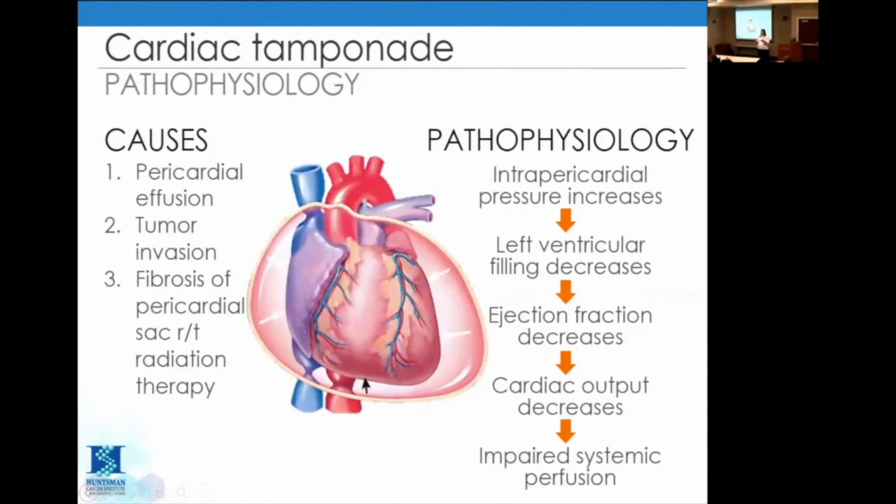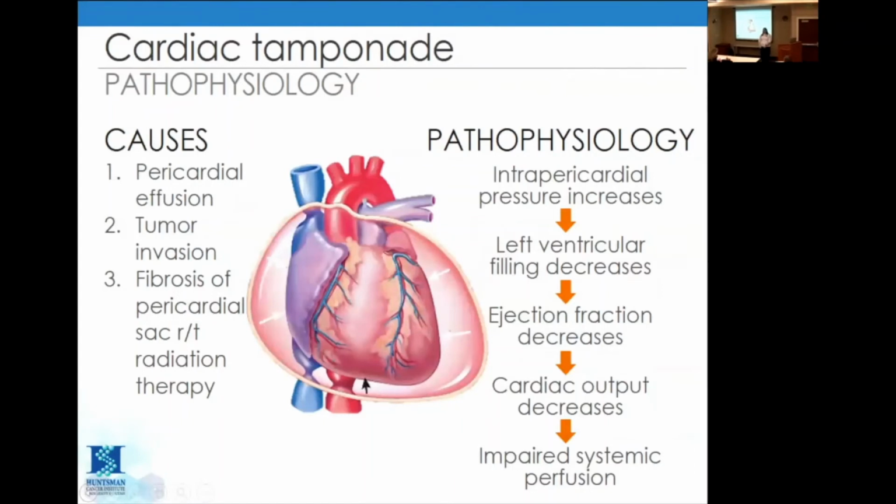Incorrect grammar, I apologize for those of you who love English as much as I do. So, you've got your heart, you've got your pericardial sac, and a mouse cursor that just happens to be in there most of the time. And what's going to happen is this sac is going to get filled with fluid to the point that your heart can no longer function.